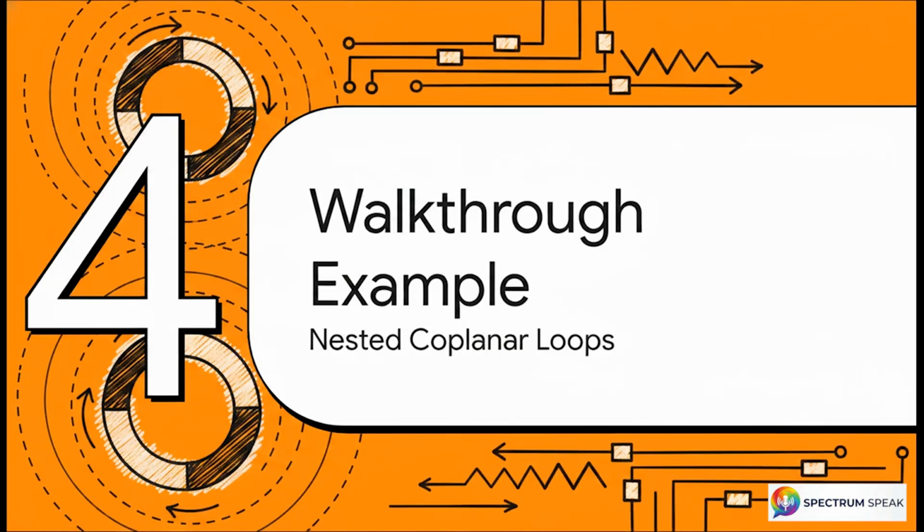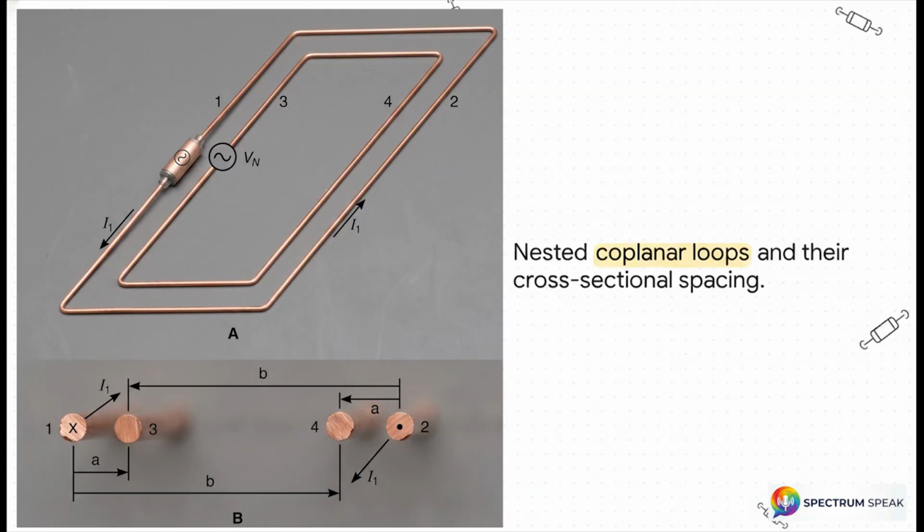A walkthrough example using nested coplanar loops. Take a really close look at the specific geometry we have here. We've got an outer loop made up of conductors 1 and 2, and that's carrying an interfering source current, I1. Now, sitting right inside it is a nested loop. This is our victim circuit, made of conductors 3 and 4. If you look at the cross-section spacing at the bottom, you'll see the distance from conductor 1 over to conductor 3 is labeled A, and the distance from conductor 1 all the way across to conductor 4 is labeled B.